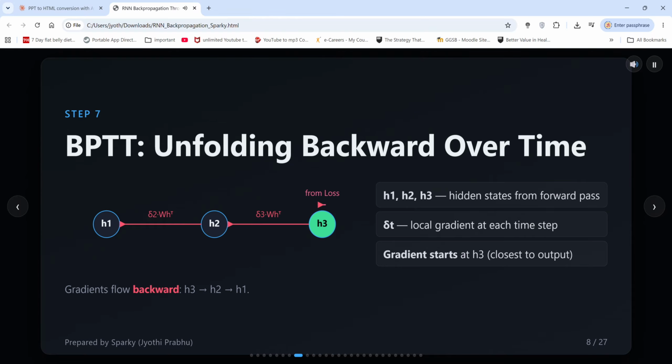Now here's the key idea of BPTT. Since the same weights, Wxh and Wh, are reused at every time step during forward propagation, their gradients must be calculated at every time step too, and then added together. Tap on any term to see what it means.